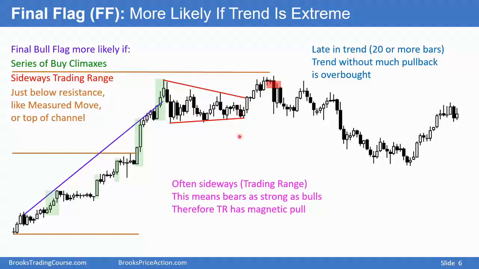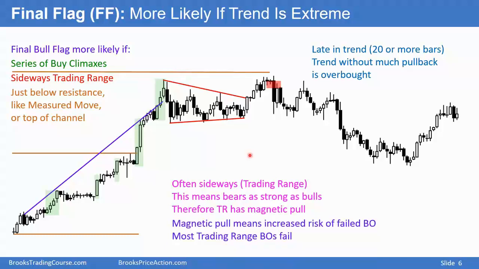If it goes below the fair price, bears will be less willing to sell, bulls more eager to buy. It'll come back to the fair price. If it goes above the fair price, bulls are less willing to buy, bears are more eager to sell, and you have to assume it's going to come back to the trading range. Trading ranges have a magnetic pull: increased probability that any breakout up or down will fail. Remember my 80% rule, 80% of breakouts of trading ranges fail.